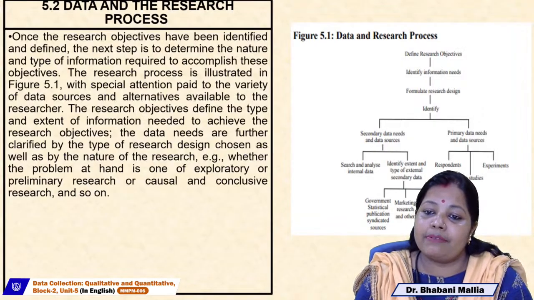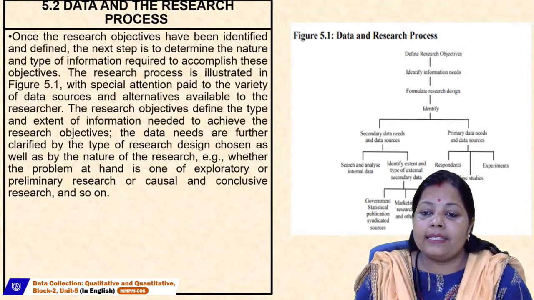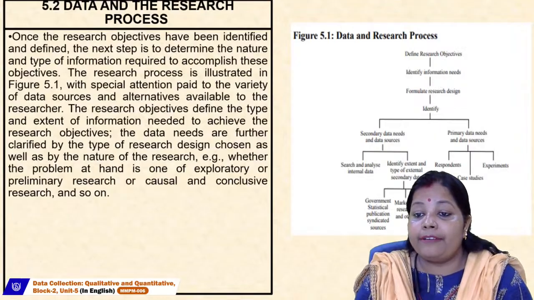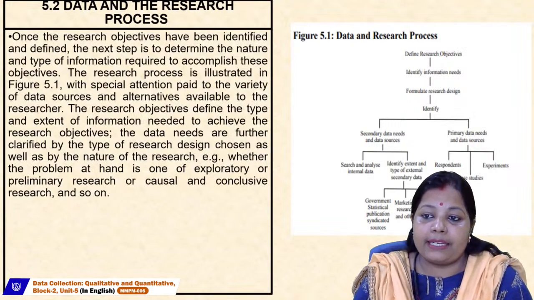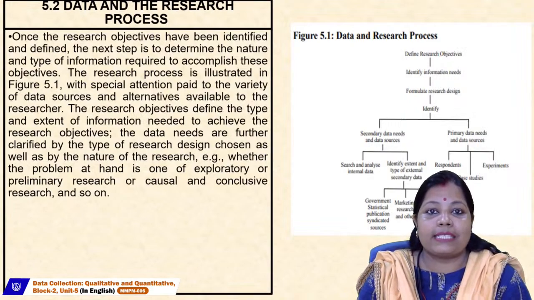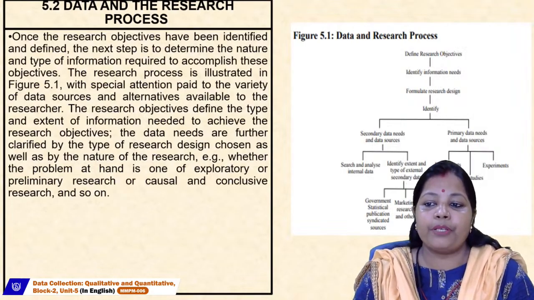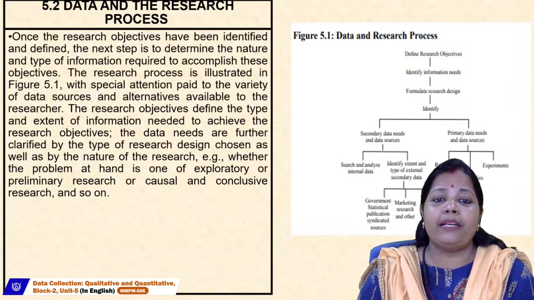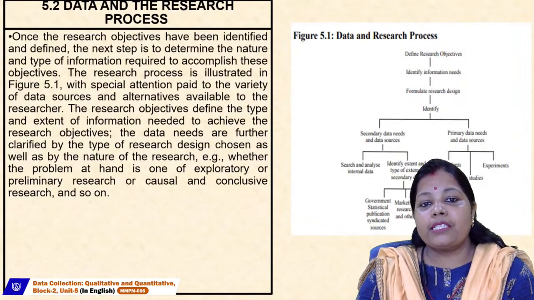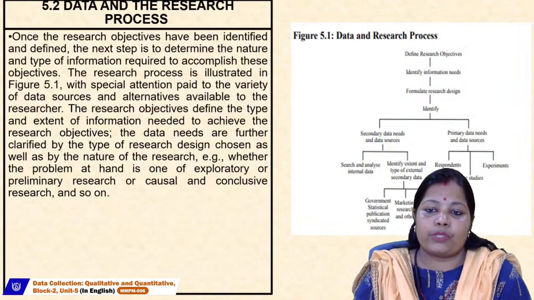So secondary data sources have again two types, that is search and analyze internal data. Then another source is identifying the extent and the type of external data sources we require. And similarly, in primary data, there are three heads. One is respondents who are directly giving us the data. Second is the case studies, the situation we are studying to get the information. Third is experimental, which is purely mathematical or statistical, or any experiment we are conducting primarily, which is not done before by anyone, that comes under primary data sources.